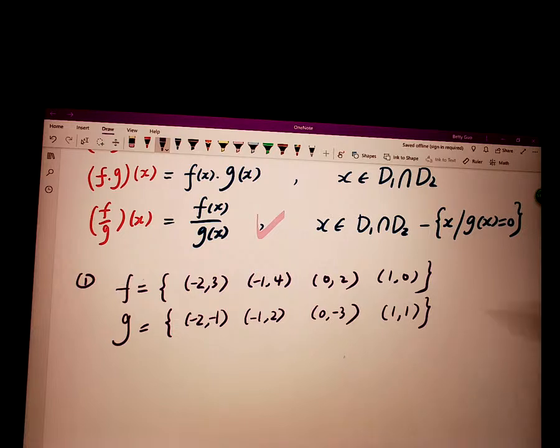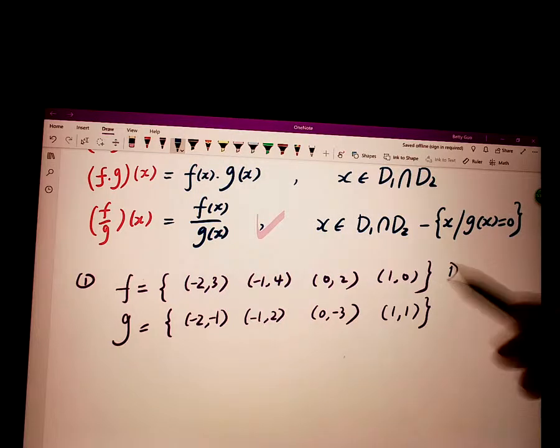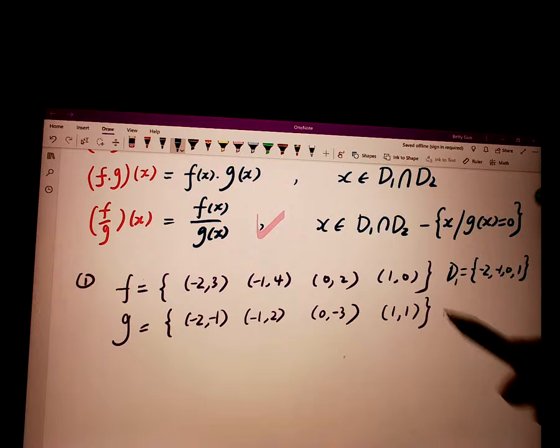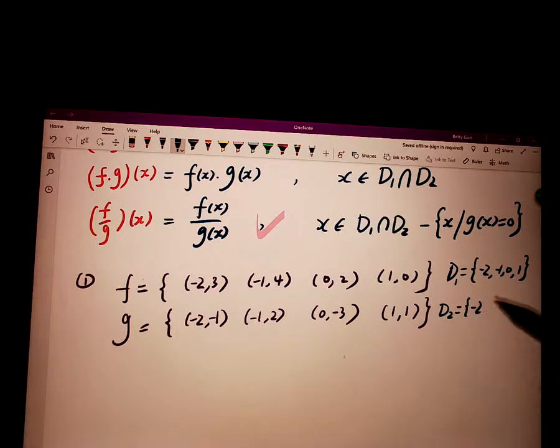Very good. So I want you to help me find the domain of f. Anybody could help me find the domain of f. The domain is a set as well. It includes all the first components in the ordered number pairs. So that is -2, -1, 0, 1. And what's the domain of g? Same thing. It turns out it's the same, right? -2, -1, 0, 1. Four components, four members.